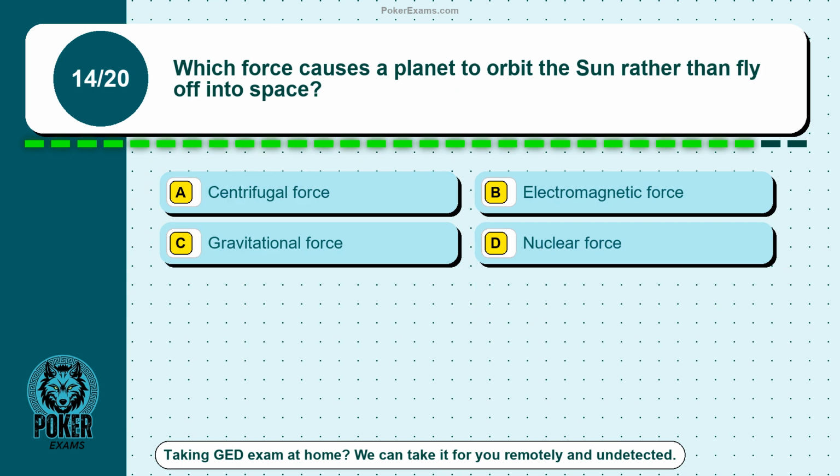Question 14. Which force causes a planet to orbit the Sun rather than fly off into space? Option A. Centrifugal force. Option B. Electromagnetic force. Option C. Gravitational force. Option D. Nuclear force.